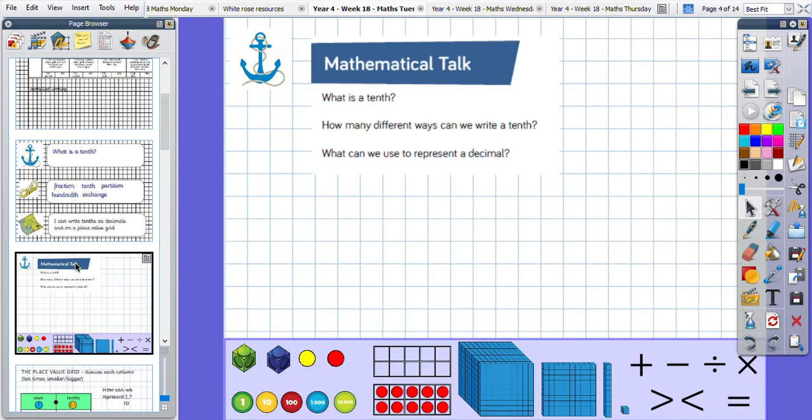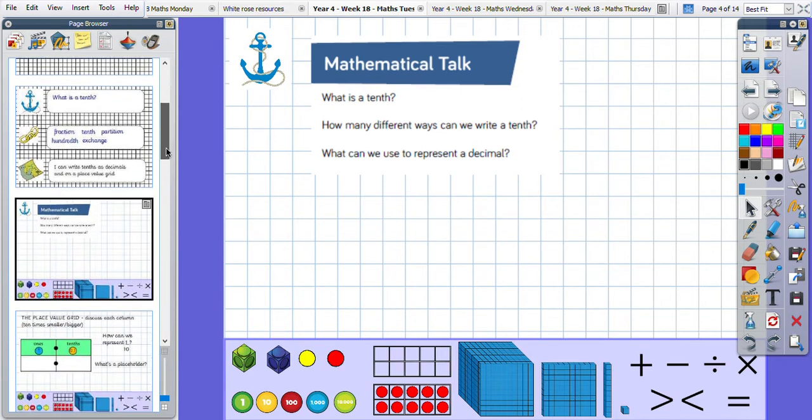So our anchor task then, what is a tenth? Could you talk to me about the relationship between tenths and other numbers, for example hundredths or ones? How many different ways can we write a tenth, and what can we use to represent it? We're thinking about the apparatus at the bottom of the flip chart that you can see here. Okay, so pause the video and make some notes in your book how you could answer these questions.